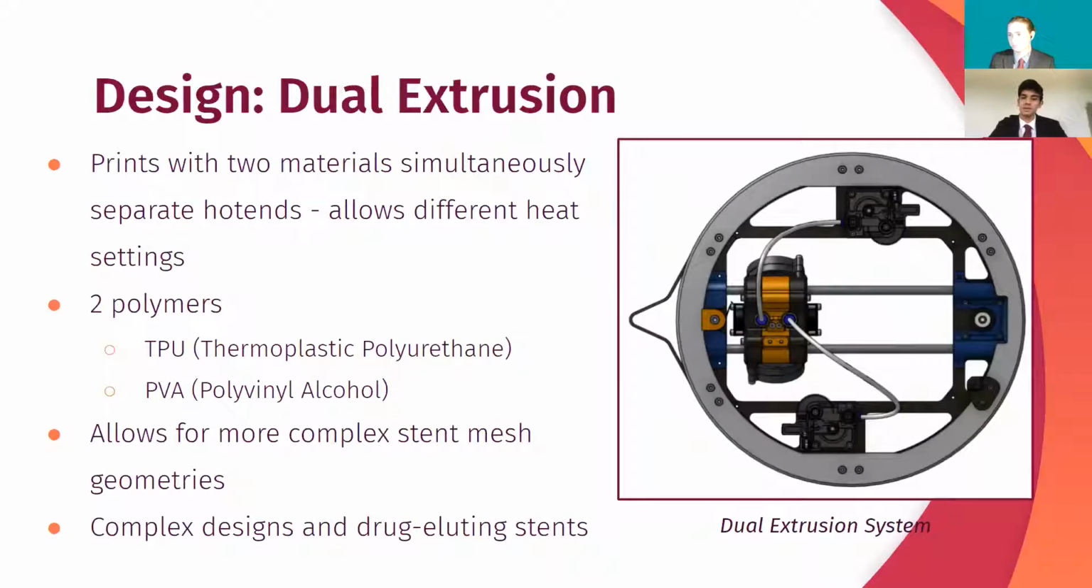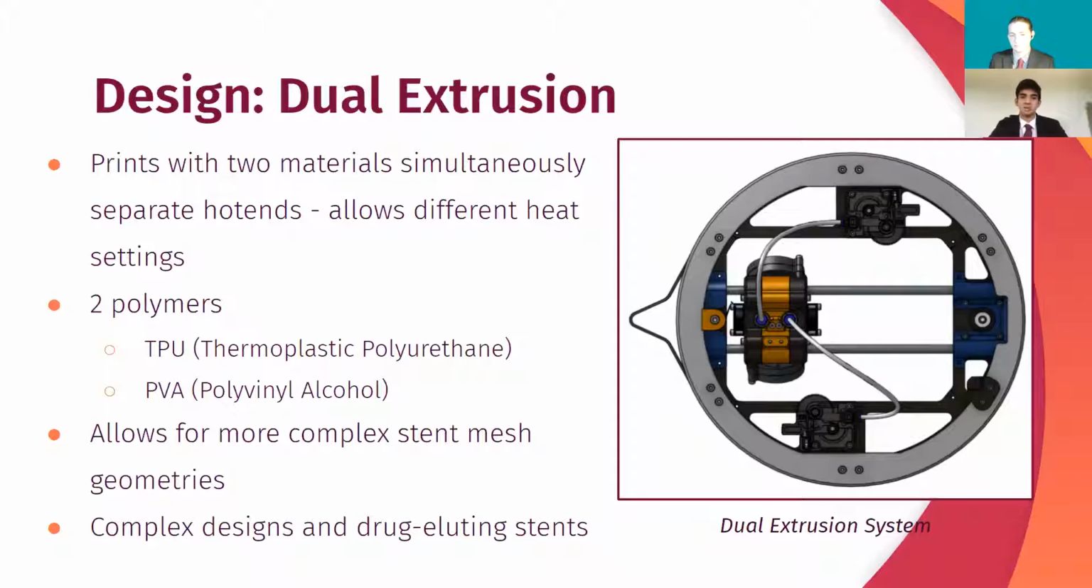So I'd like to talk a little bit about the dual extrusion. The R-Theta0 also has hardware support for dual extrusion printing, which allows the printer to print two materials simultaneously from two different nozzles. It contains two separate hot ends, which allows different heat settings to be used for each nozzle. This allows it to print not just simultaneously from two nozzles, but with two completely different polymers.